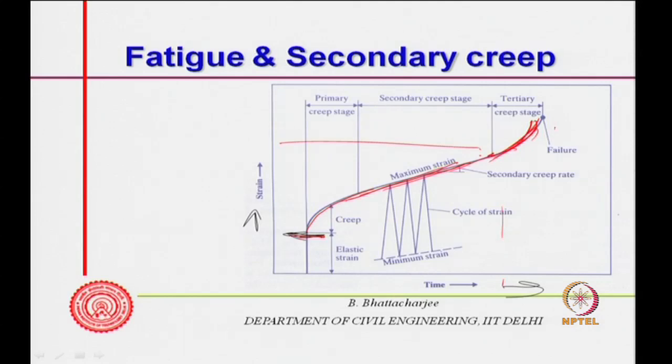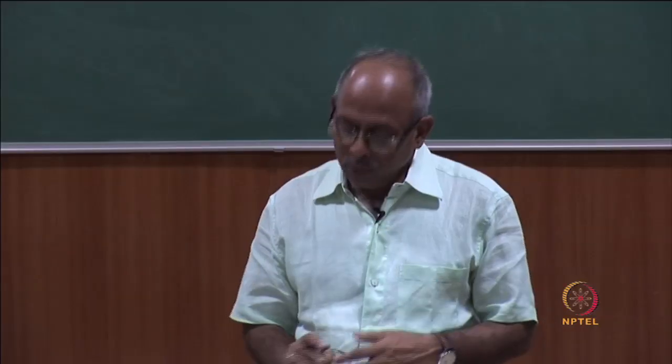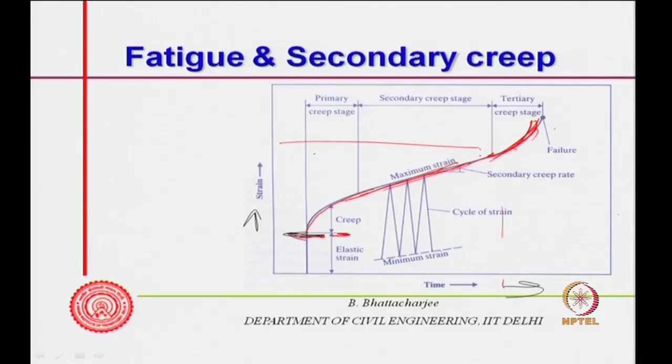So, failure can occur due to creep at a higher level of load. Now, this is called elastic strain. This is called primary creep. Up to this, before the linear range starts, this is called secondary creep, and tertiary creep again increases non-linearly and the failure occurs. So, tertiary creep stage, secondary creep stage and primary creep stage, right.